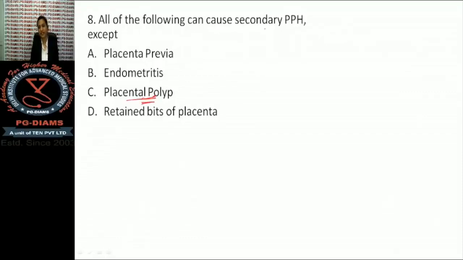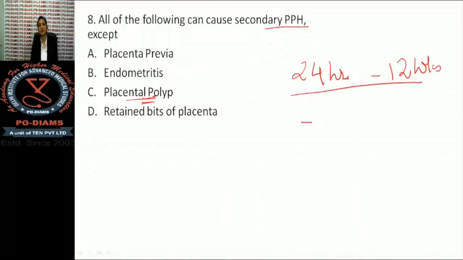Now what is secondary PPH? Secondary PPH is bleeding into the genital tract after 24 hours of delivery up to 12 weeks from delivery. There are various causes. The most important ones are retained products and infection, endometritis.